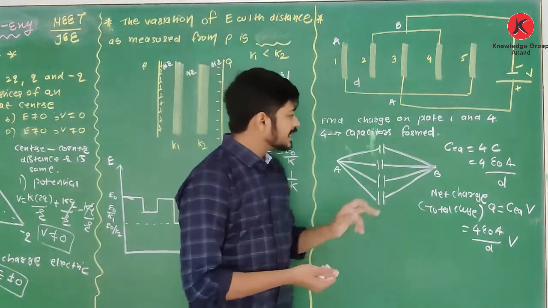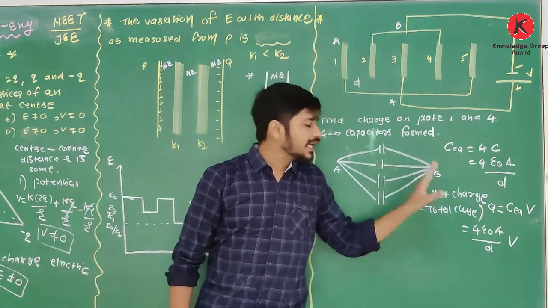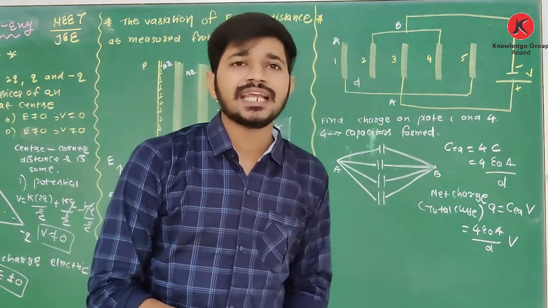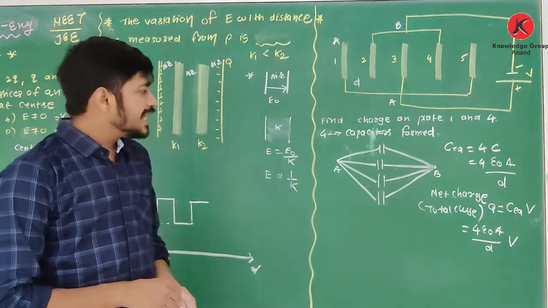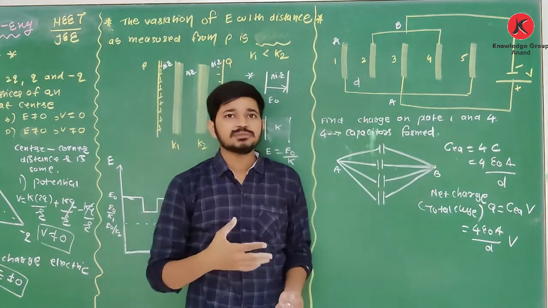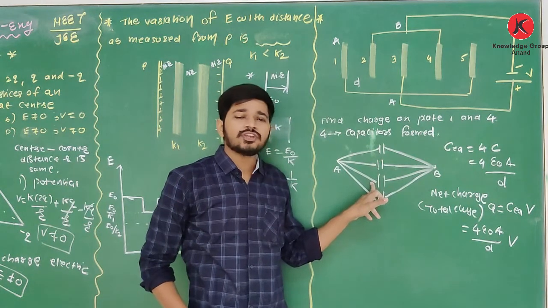Now it is the total charge supplied. As these 4 capacitors are connected in parallel, we know that in parallel connection charges are distributed. But see here, in parallel connection we know that potential is the same.